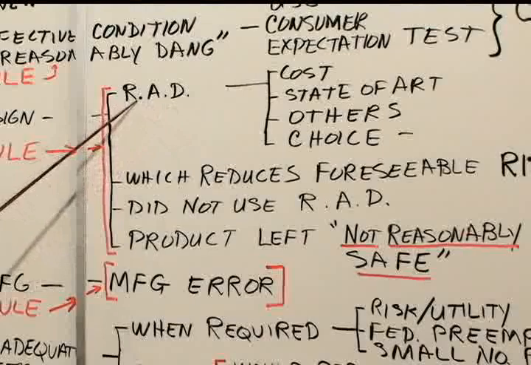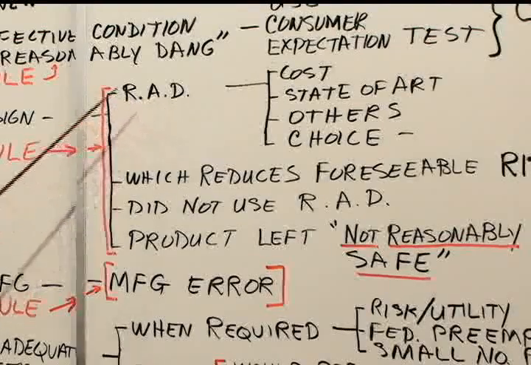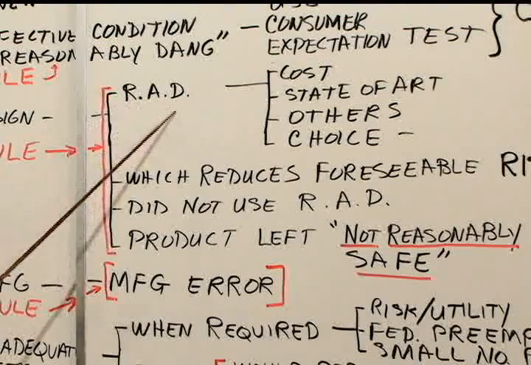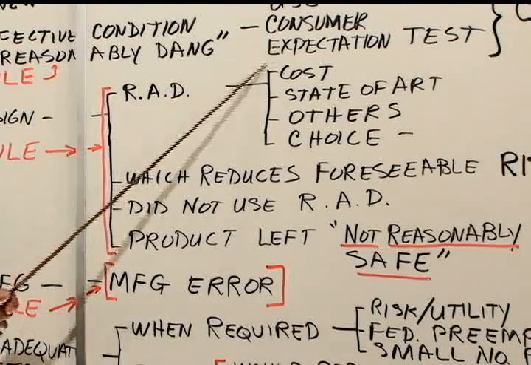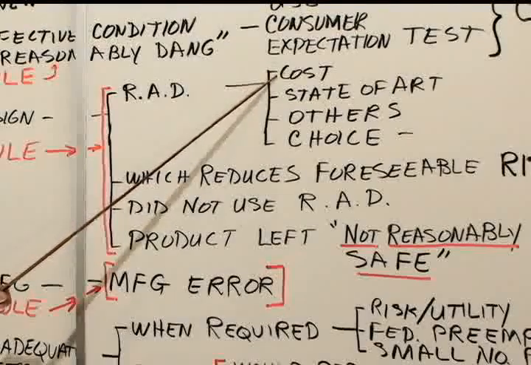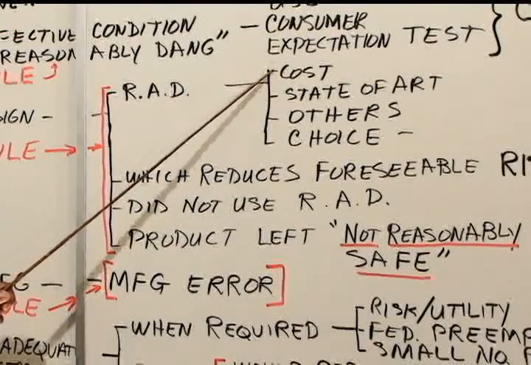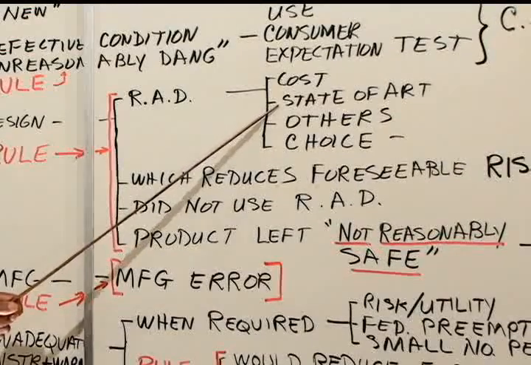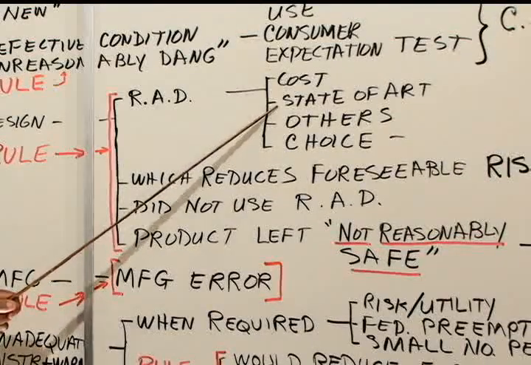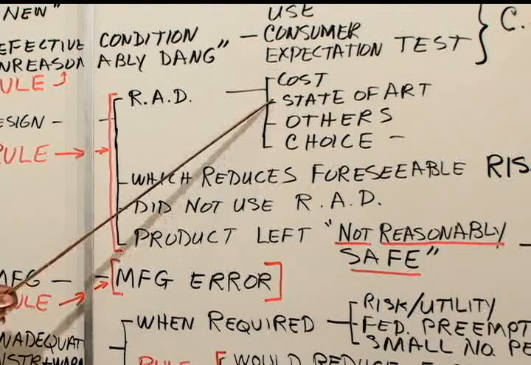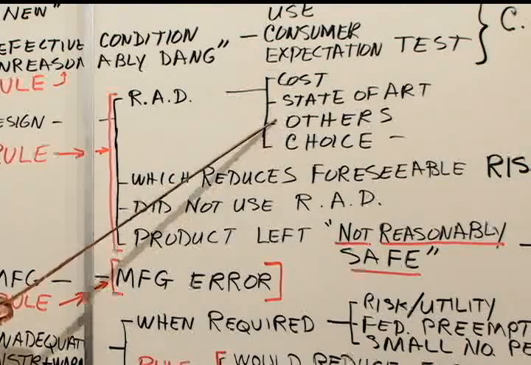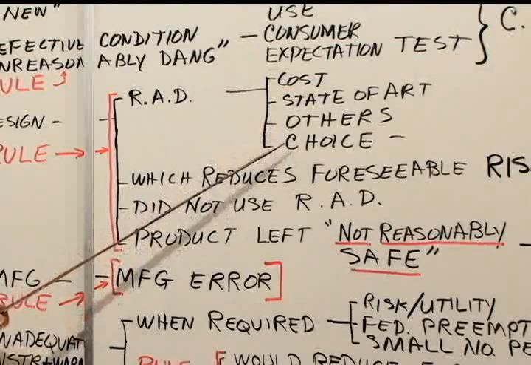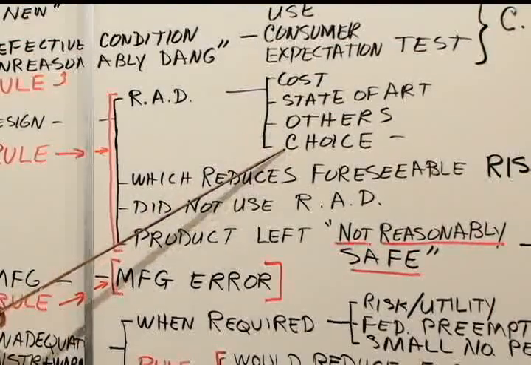R-A-D, reasonable alternative design. If there is, how do you decide if there's a reasonable alternative design? Well, you look at factors. You look at how much an alternative, safer design would cost. What's the state of the art? Does one even exist? Like in the case of the airbags, you don't even have one. You look at what other people are doing to try to make their products safer. And then don't forget that the consumer has a right to choice.